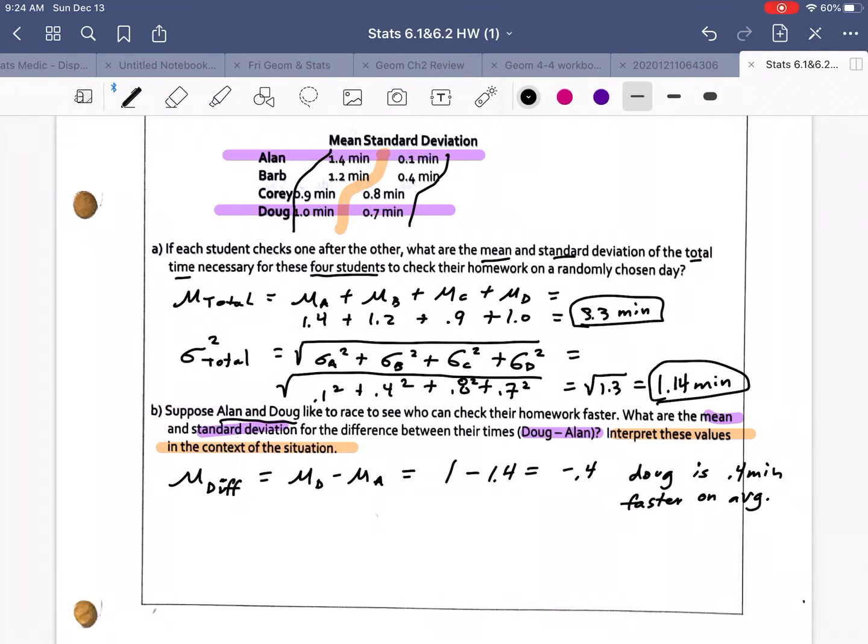Now I will remind you that you might have to think here. It's kind of a tip. Remember, if Doug is a minute and Alan is 1.4 minutes, we're trying to be faster. So Doug is actually faster. Okay, now what about our standard deviations? How much should we expect their times to differ on average? If we expect Doug to be on average 0.4 faster, by how much should that number vary?